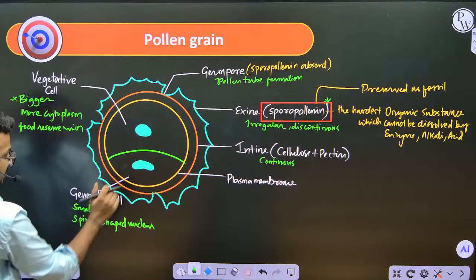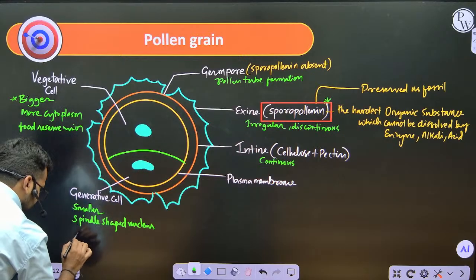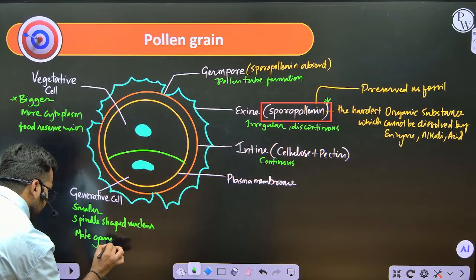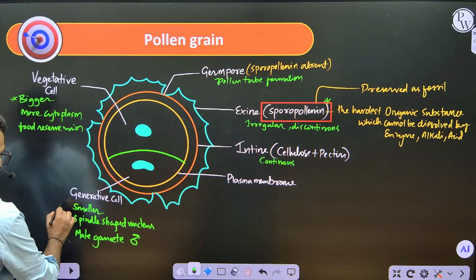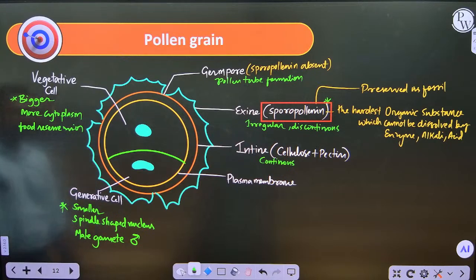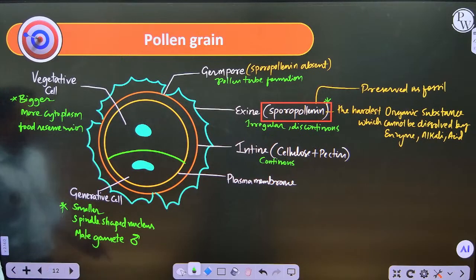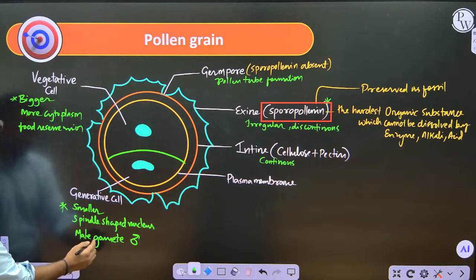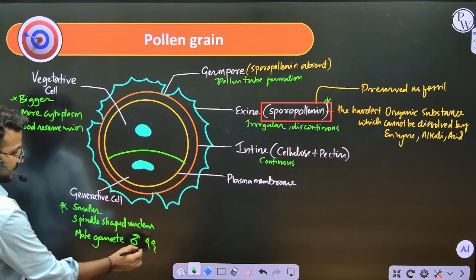Later, this generative cell only, after a second mitotic division, is going to divide and form male gametes. So the generative cell only will become male gametes here. These are the features of the generative cell. The generative cell will be floating in the vegetative cell, and it arises by asymmetric division. Later another mitotic division takes place and it forms two male gametes, that is, sperms.